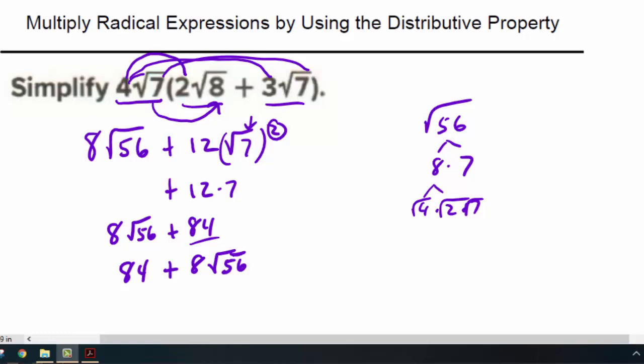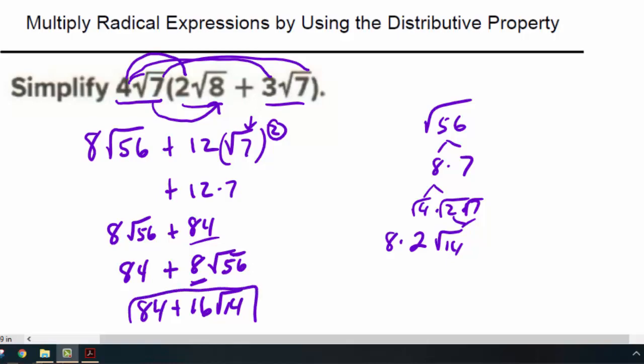So when I bring that perfect square factor of 4 out, I simplify it to a 2. Then I multiply the 2 and the 7 back together, and I get 14. But remember, there was already an 8 out in front, so I have to multiply it by the 8 that's there. And that ends up giving us 16 radical 14, and then the 84 is still in front. And this is our simplified solution.